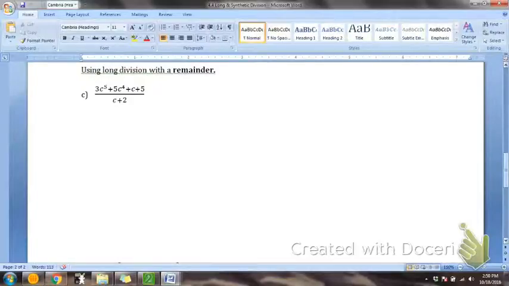The constant? Yeah. So Elena asked a good question. If you don't have a constant, you would put a 0 in it, but we do have the constant in this one. Okay, so the c plus 2 is going to go on the outside.